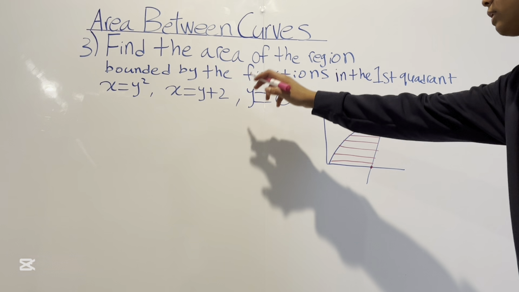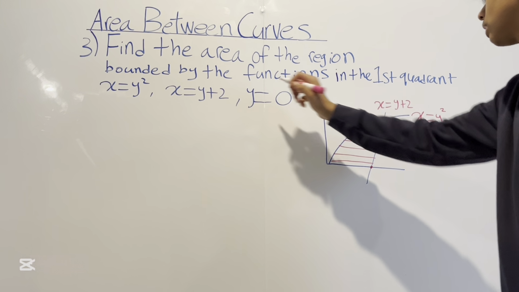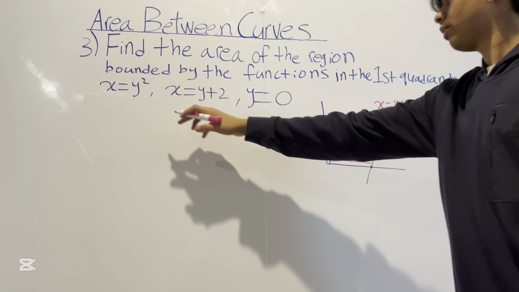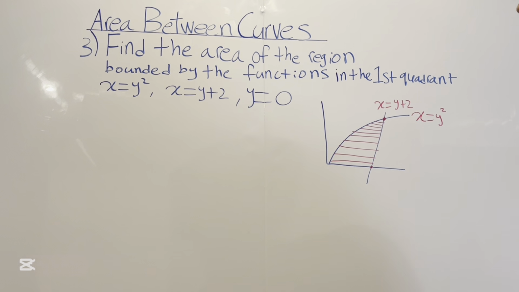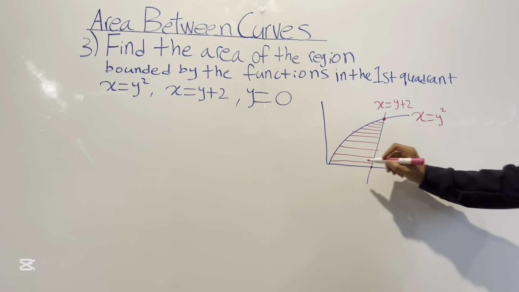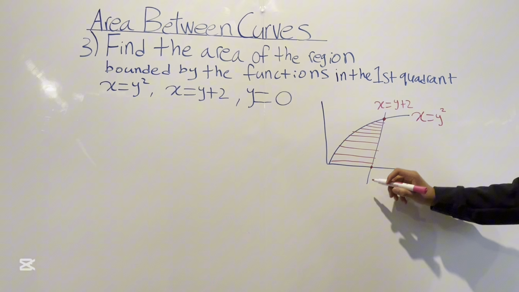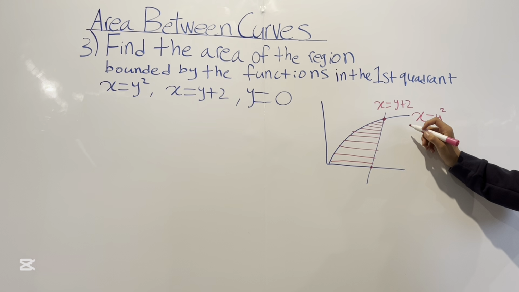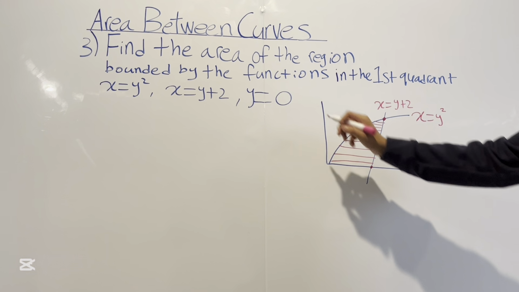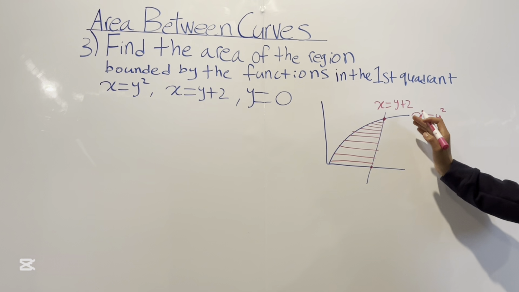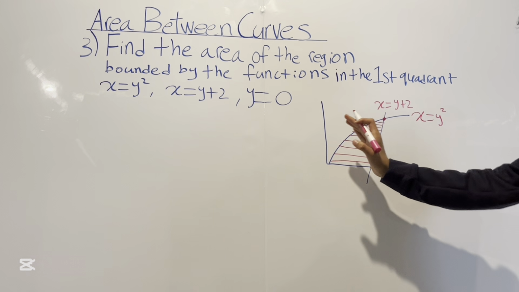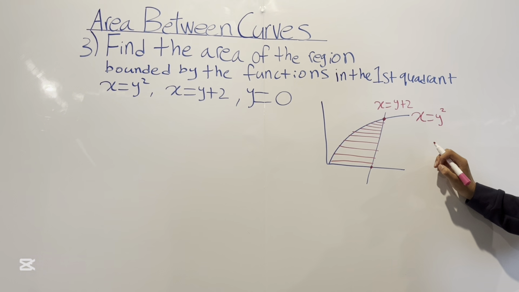Question 3, we have, find the area of the region bounded by the functions in the first quadrant for x equals y squared, x equals y plus 2, and y equals 0. So this is the first quadrant, and this is x equals y squared and x equals y plus 2. And since we're given the functions x equals f of y, we're going to find the area by calculating the rightmost function, subtracting it by the area of the leftmost function.